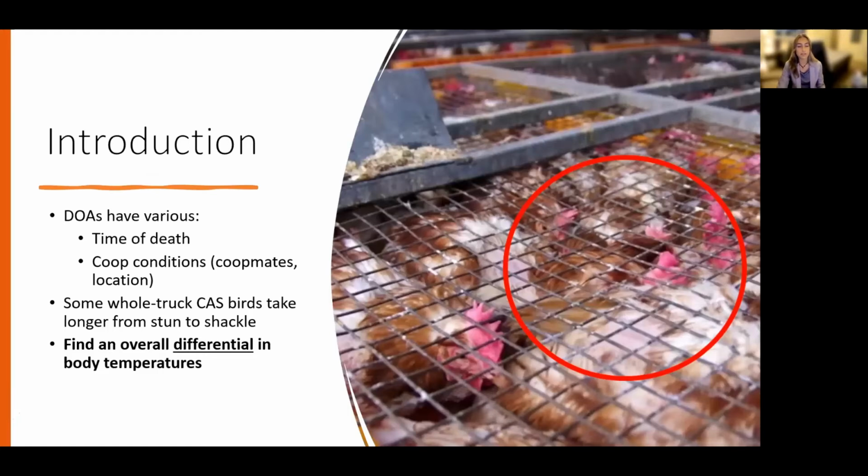Now, it's important to note that DOAs have various times of death, as mentioned previously, and they could have different coop conditions, such as a different number of coop mates, or location of the DOA itself. As you can see on the right, I've circled that there could be a very crowded coop, and therefore their coop mate's ambient body temperature could keep that DOA warm.